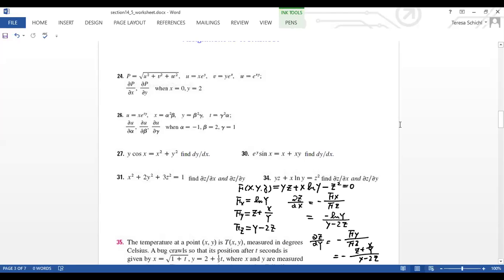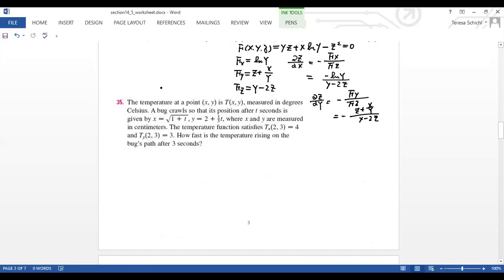Okay, after that, I'm going to work on word problems. This is number 35. They said the temperature at a point is T(x, y), measured in degrees Celsius. A bug crawls so that its position after t seconds is x equals square root of 1 plus t, y equals 2 plus 1/3 t, where x, y are measured in centimeters. The temperature satisfies T_x(2, 3) equals 4 and T_y(2, 3) equals 3. How fast is the temperature rising on the bug's path after 3 seconds?